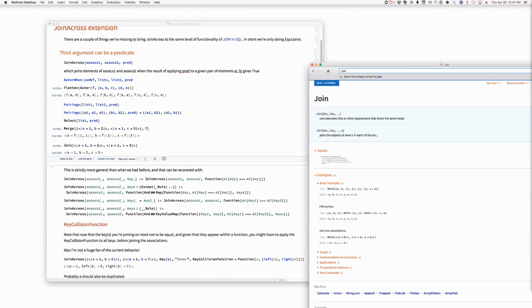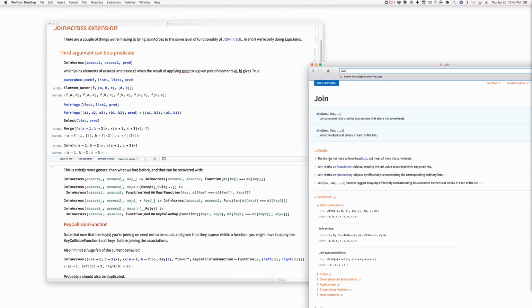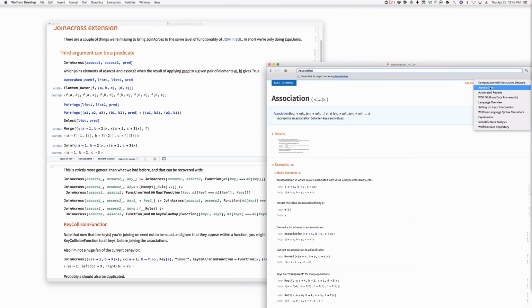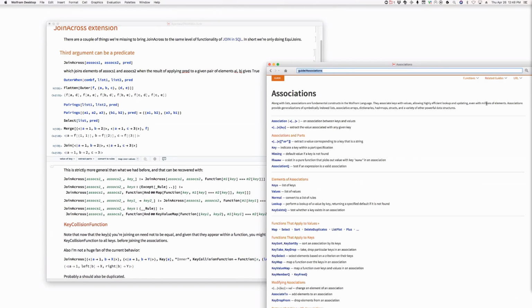It's a related problem because we're going to need a key collision function in the join across stuff. Oh, we already do. I know we have a key collision function in join across. I'm trying to refactor join across so that it can be working so that, get what I'm saying? Yeah. This should arguably have a link to the association guide page. By the way, isn't the generalization of join across then apply across? Yes, probably.